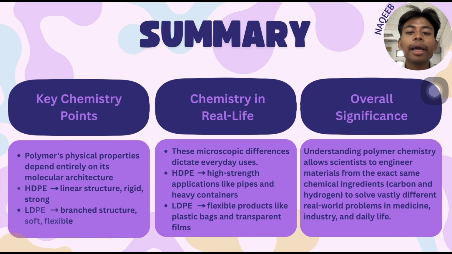To recap, HDPE has a linear structure that makes it rigid and strong, which is exactly why it is chosen for high-strength applications like pipes and heavy containers. On the other side, LDPE has a branched structure that keeps it soft and flexible, making it the go-to material for products like plastic bags and transparent film. The ultimate takeaway from this comparison is the sheer power of polymer chemistry. By understanding how these molecules are arranged, scientists can engineer this basic element to solve vastly different real-world problems across medicine, industry, and our daily life.